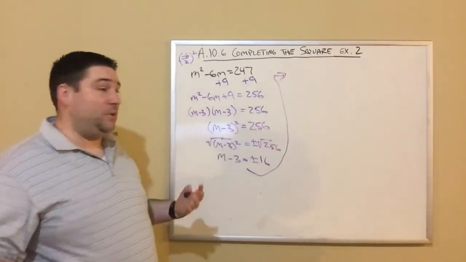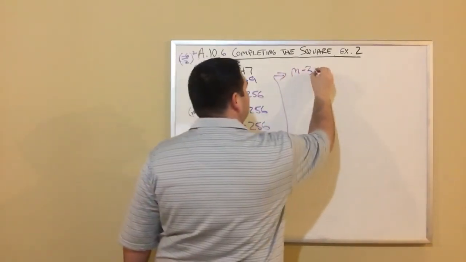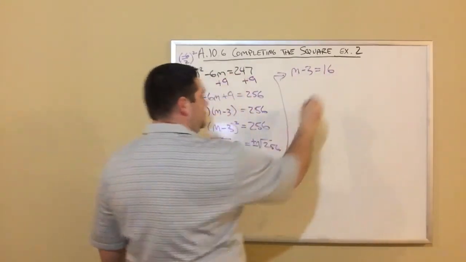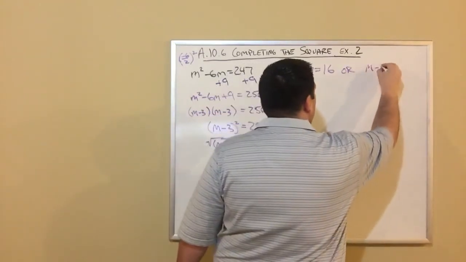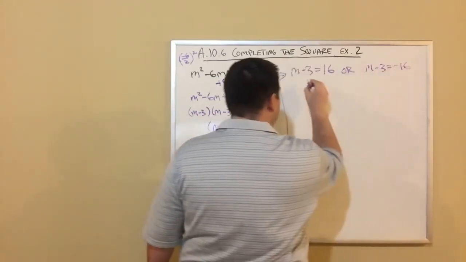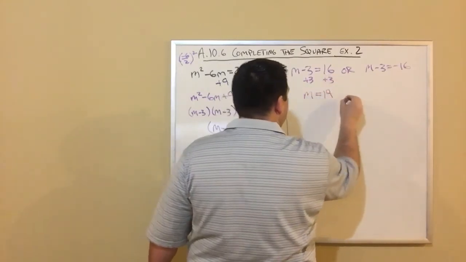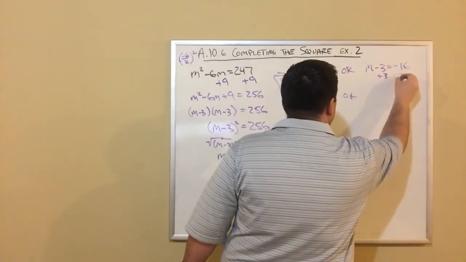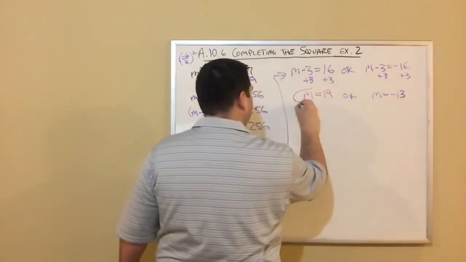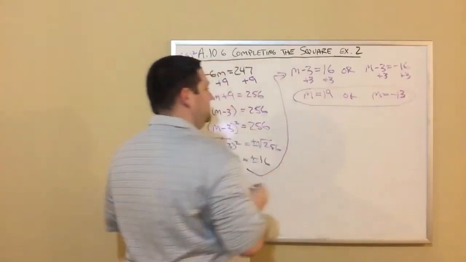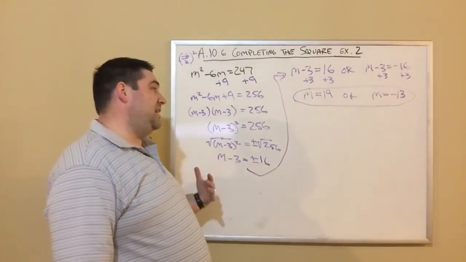And now I can solve both of these. So my first equation is m minus 3 equals 16. My second equation, m minus 3 equals negative 16. And then I just solve both of those. Add 3. I get m equals 19. Add 3 here, I get m equals negative 13. So you can see my answer there is m equals 19 or m equals negative 13.